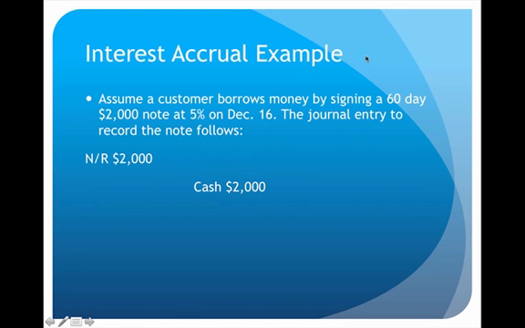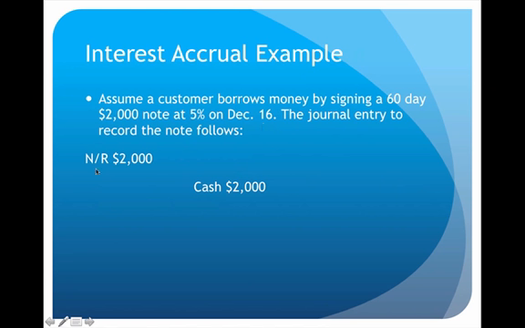So in this example, this is another note. This time it is a 60-day, $2,000, 5% note. But notice this. It's occurring on December the 16th. That's a red flag. It's close to the end of the year. So that sends me a signal that this is going to be a problem. And it's a problem because it occurs in the current year, but we will not be paid until next year. So that's going to cause us to have to make some adjustments.